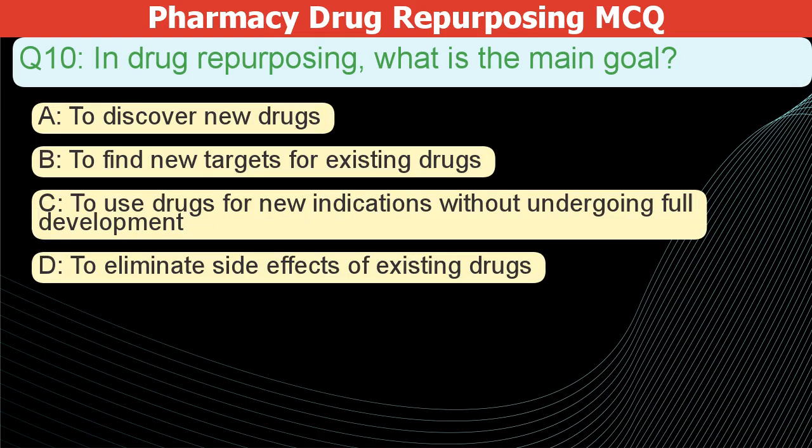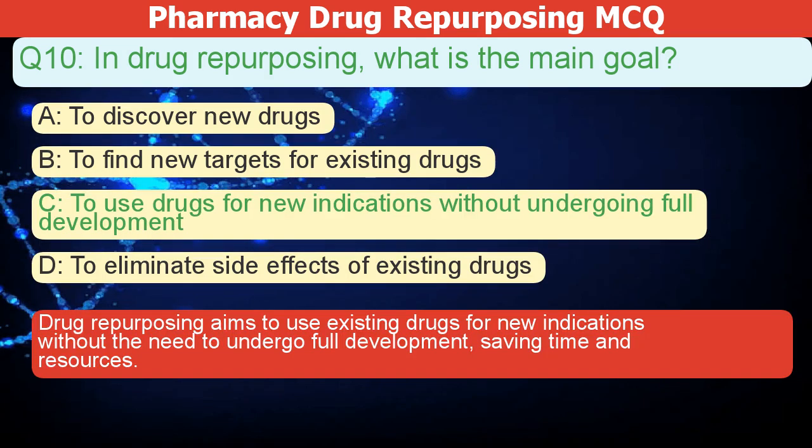In drug repurposing, what is the main goal? A. To discover new drugs. B. To find new targets for existing drugs. C. To use drugs for new indications without undergoing full development. D. To eliminate side effects of existing drugs. The correct answer is C.